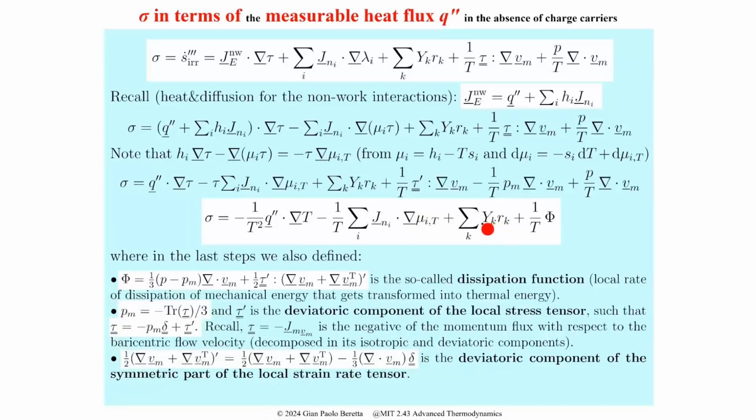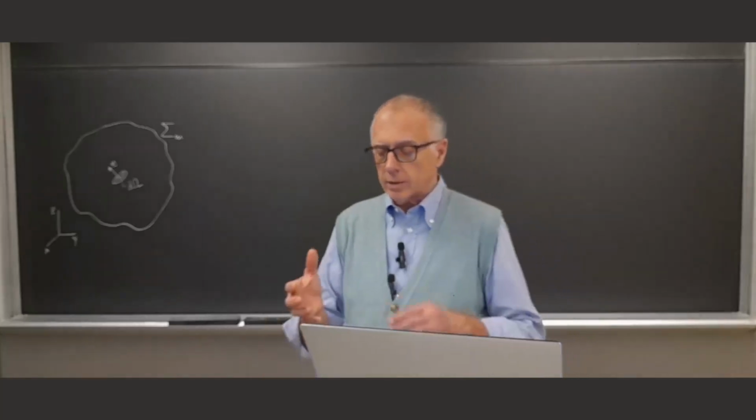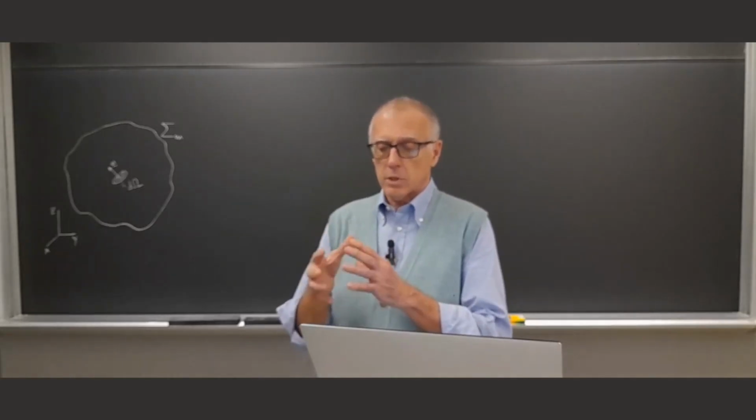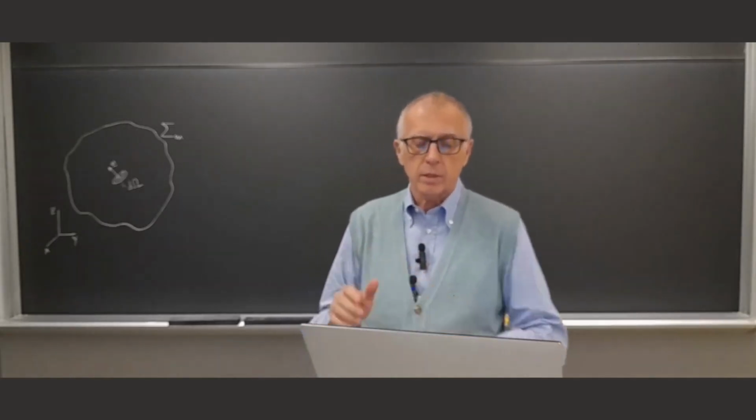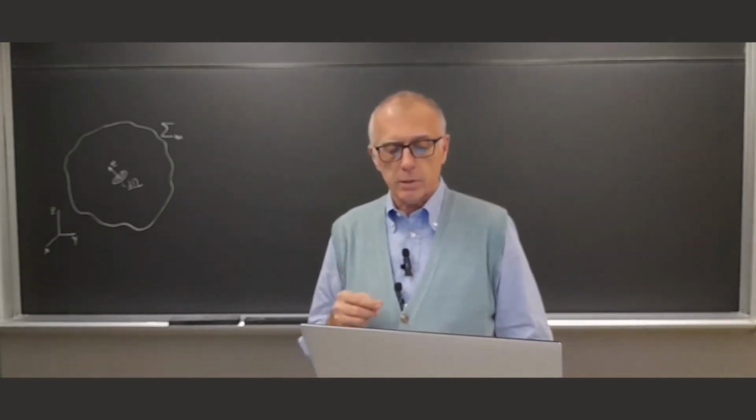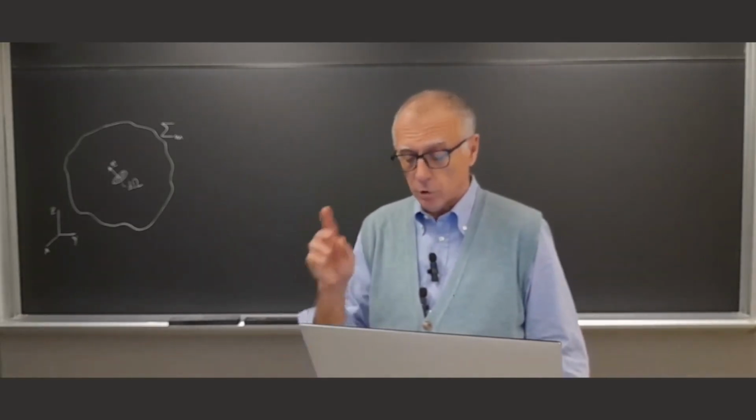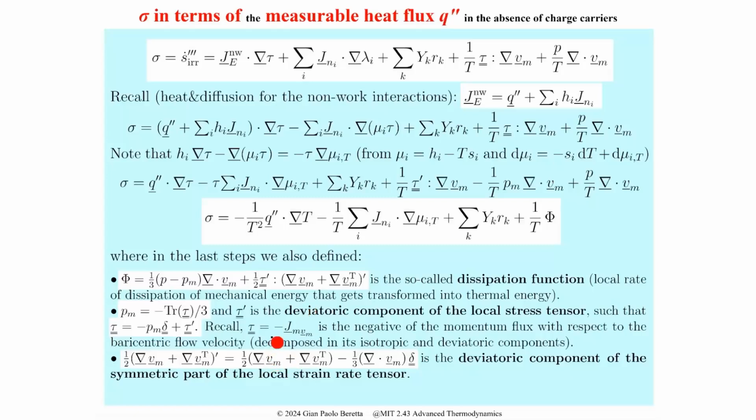The affinities in chemistry, 1/R, have already been recognized as the degrees of disequilibrium. And here for the fluid part, we have a degree of disequilibrium which is related to the rate of strain, just the symmetric part of the gradient of the local velocity field. And the conjugated flux is the flux of momentum, which is related to the stress tensor.